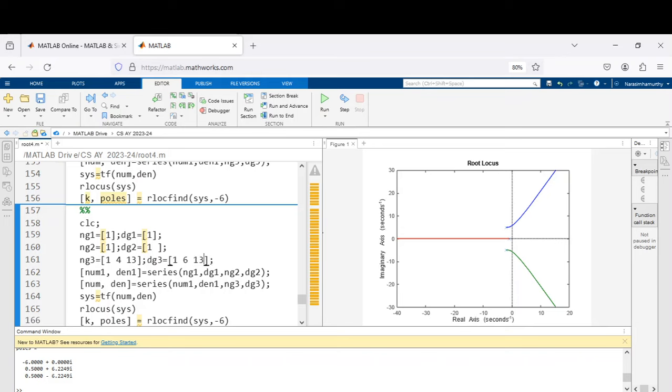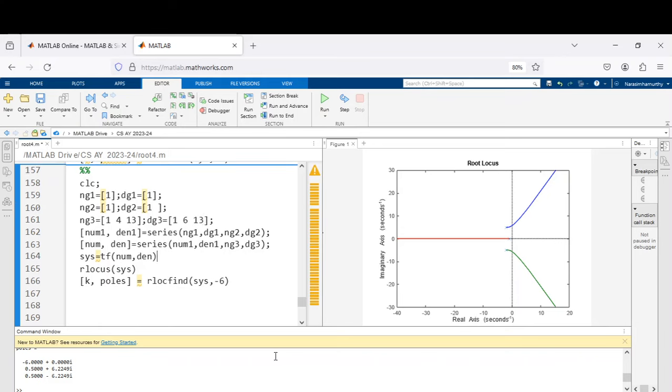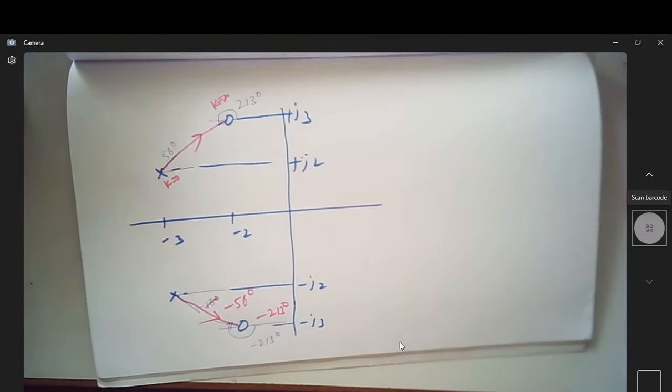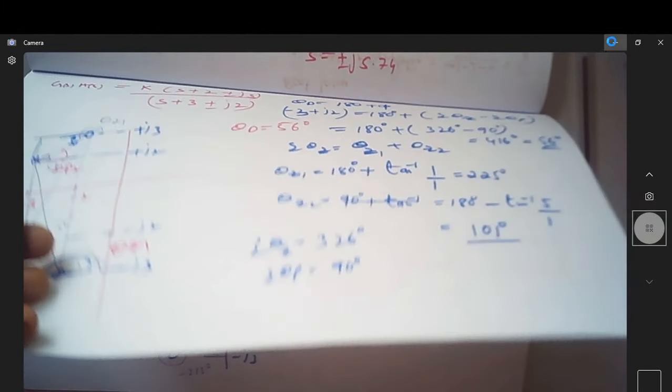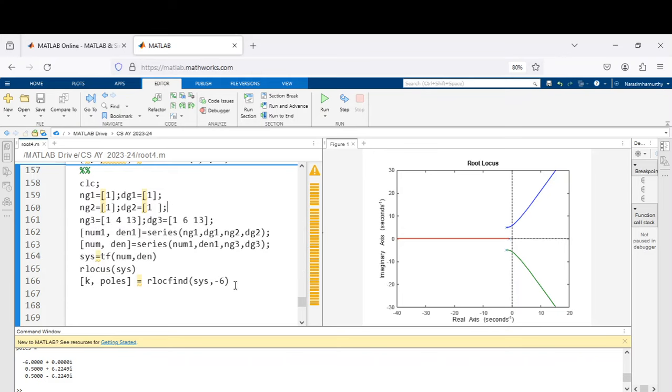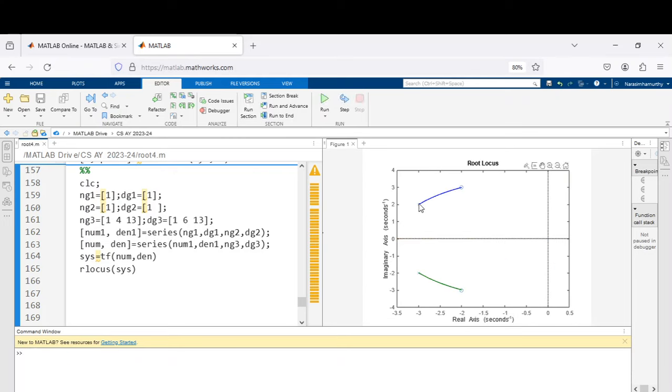So let me plot how it comes. It has to come this way. Let us see what we are getting. This is my transfer function. This is not relevant now, so let me take that out. Let me first save this, and now run. See now, this is leaving at an angle of 56 degrees, and this is arriving at an angle of 213 degrees.